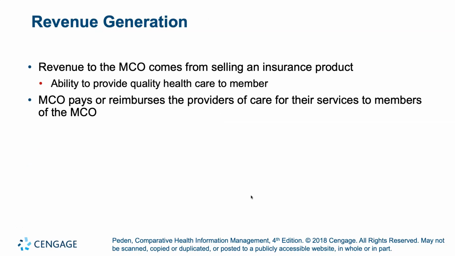Managed care, how do they generate revenue? It comes from selling that insurance product and then being able to provide quality health care to the member and improving the members' efficiency in accessing health care. So yes, the revenue comes in from what patients pay to be a part of the managed care organization, and then what the managed care organization turns around and pays or reimburses the providers. Essentially they get more from the members than what they pay, and that is the risk that they take on.